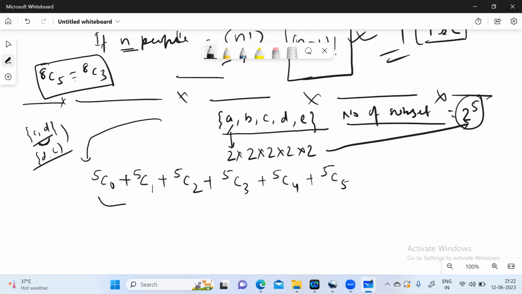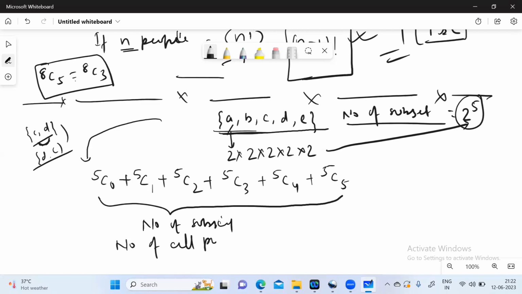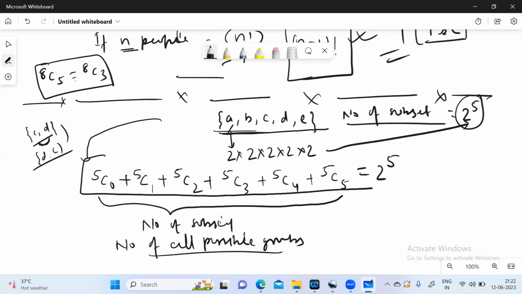So these should be the number of subsets, or in other words, the number of all possible groups from these 5 elements, considering that the empty group would also be there. So the value of this will be what? 2 to the power 5, because we had calculated the same with a different logic and it was 2 to the power 5. So these two will be the same.